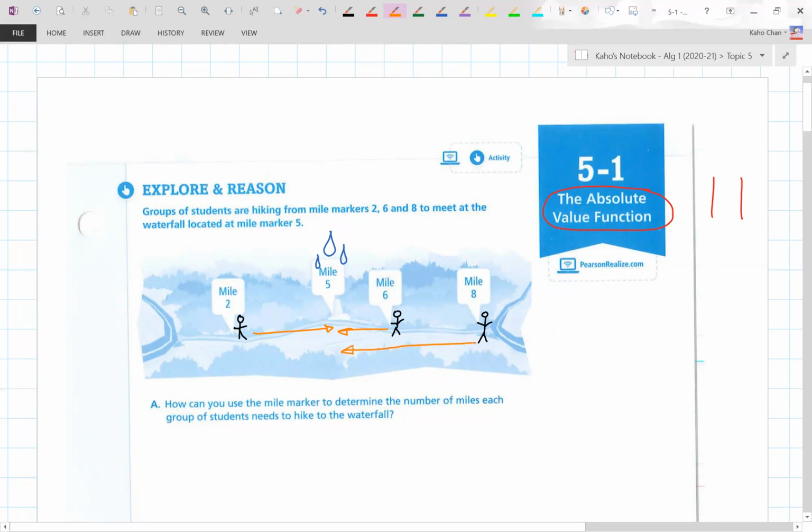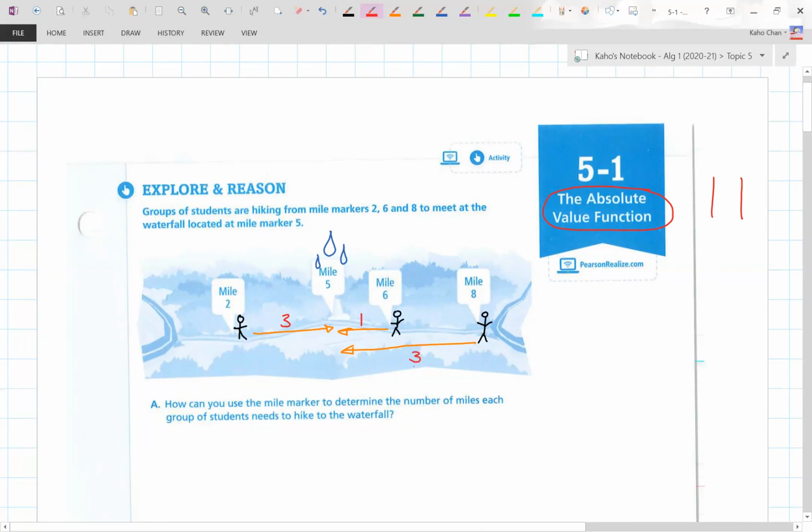We see that mile marker 2 and mile marker 5 are literally 3 miles apart. Mile marker 6 relative to mile marker 5 is 1, and mile marker 8 compared to mile marker 5, of course, is 3.